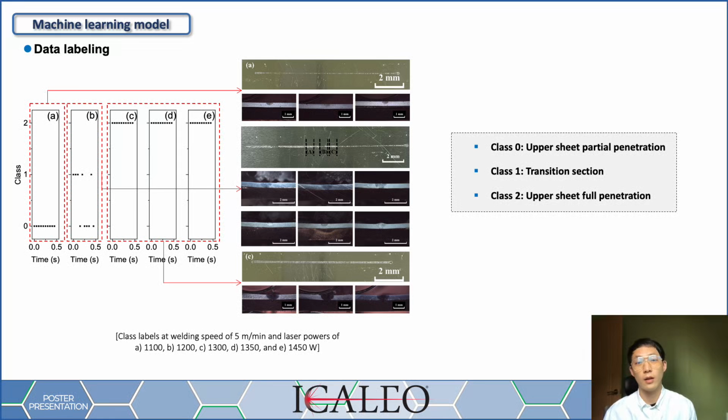We labeled the outputs into 3 classes according to the depth of penetration. Label 0 is the upper plate partial penetration. Label 1 is the transition section, and label 2 is the upper plate full penetration section. This can be seen in the graph and photos. In particular, it can be seen that the partial penetration and full penetration of the upper plate are repeated in the cross-section image under the same condition of class 1.